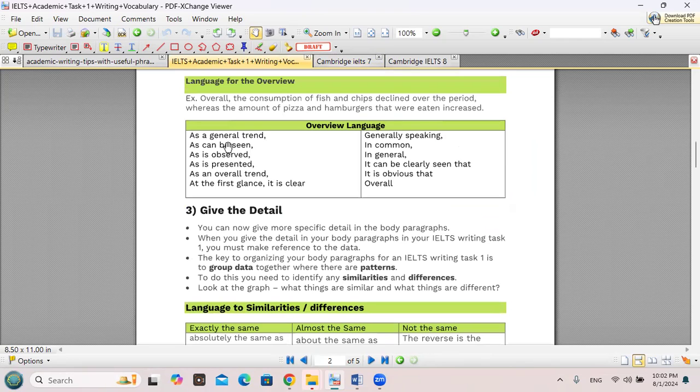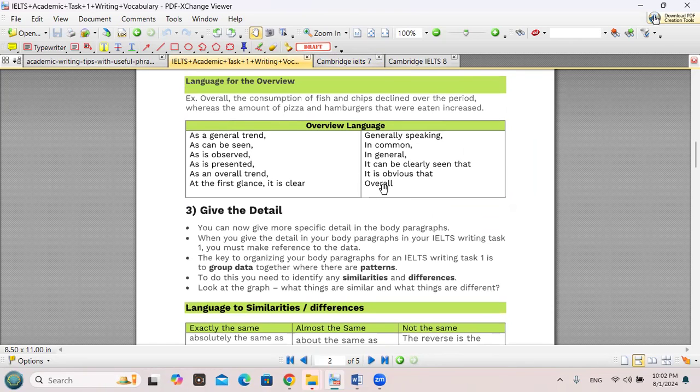This is the beginning of body 1. How to start a body 1, or how to start the main idea? You can write as a general trend. You can write as it can be seen, as observed, as presented, as an overall trend. And this one, you can use it at the end: overall.